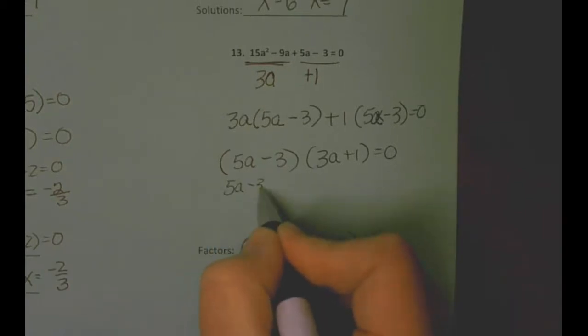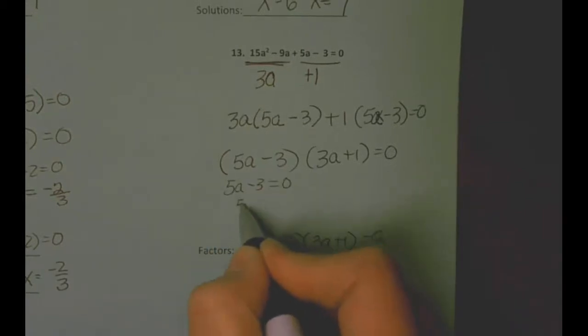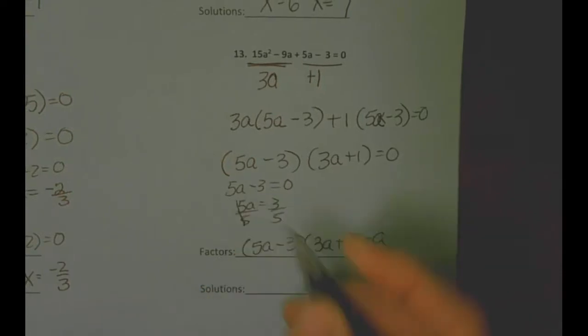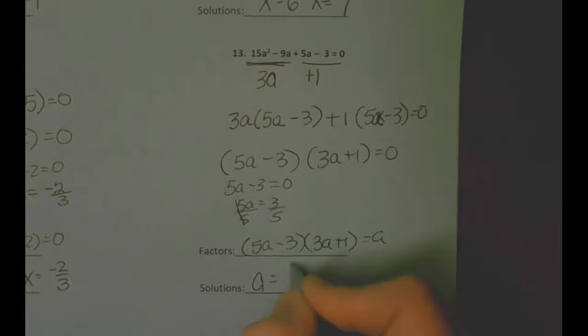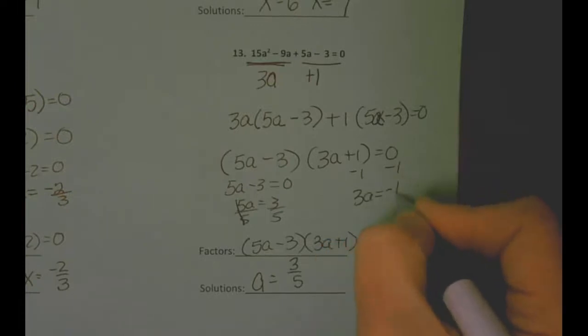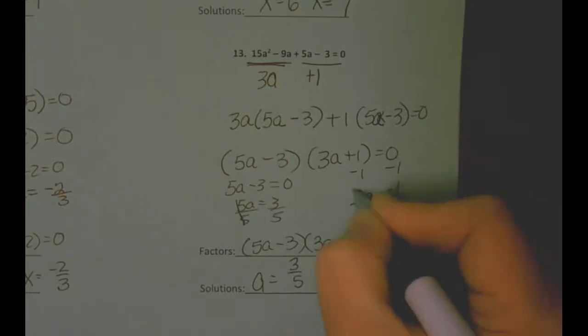5a minus 3 equals 0. Add 3 to both sides. Divide by 5. Subtract 1 from both sides. Divide by 3.